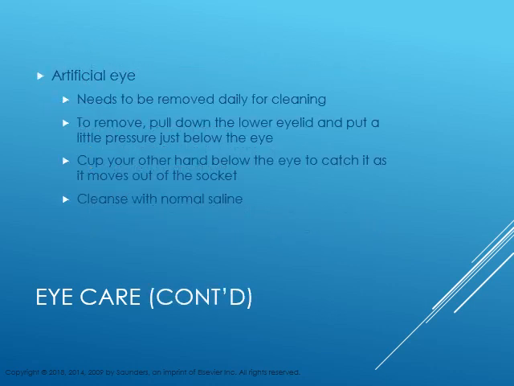If your patient has an artificial eye, the eye needs to be removed daily for cleansing. You remove the eye by pulling downward on the lower eyelid and applying just a little bit of pressure below the eye. Have your other hand underneath in a cupped form to catch the eye, just in case it falls out of the socket.